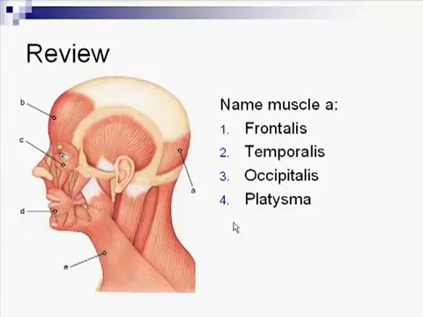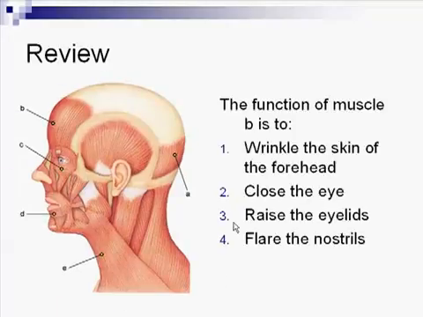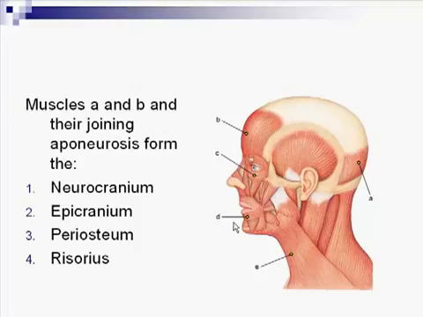Okay, let's review. What is muscle A? If you said 3, you'd be correct. How about function of B? This wrinkles the skin of the forehead. Remember, frontalis muscle for surprise. Muscles A and B in their joining aponeurosis form the, if you said 2, epicranium, you'd be correct.